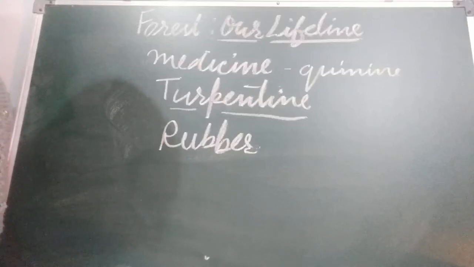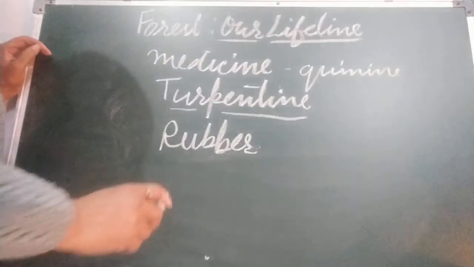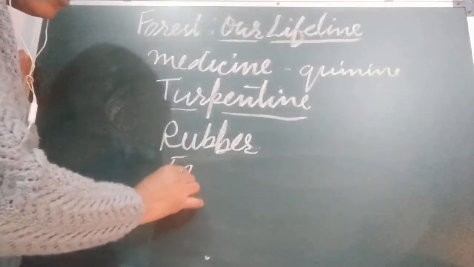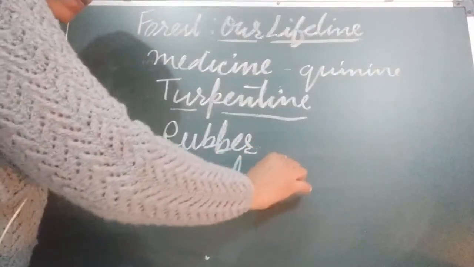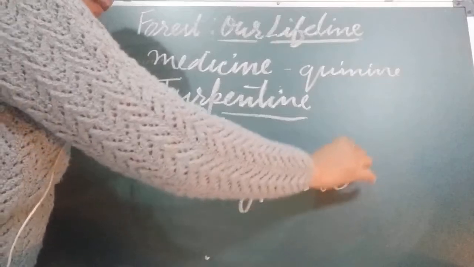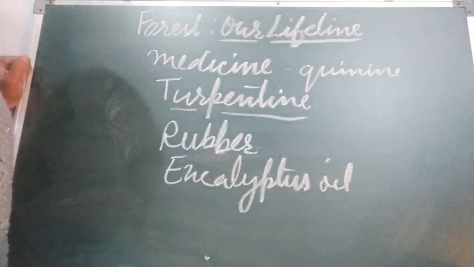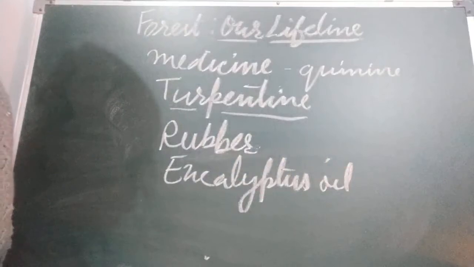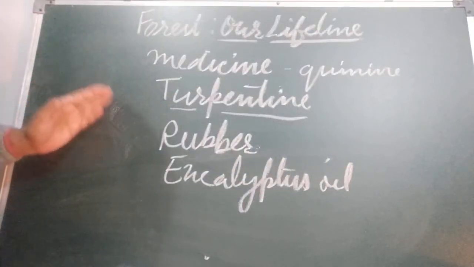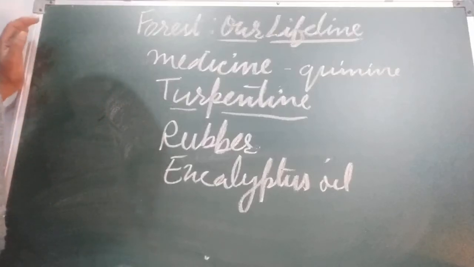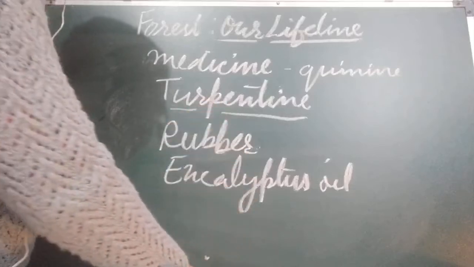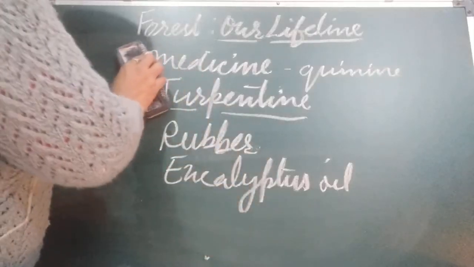Some oil is extracted from trees, like eucalyptus oil. You must have learnt about or heard about eucalyptus oil. From the eucalyptus tree we get it. So these are the sources. A variety of products we get from the plants. The source of these things is only forest.